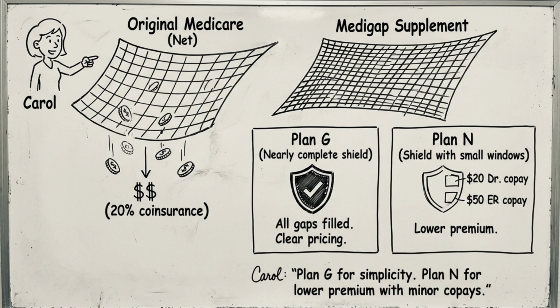For someone who sees doctors frequently, Plan G may be cheaper overall. For someone in good health who rarely sees doctors, Plan N's lower premium often wins. Run your own numbers based on your typical annual doctor visits.